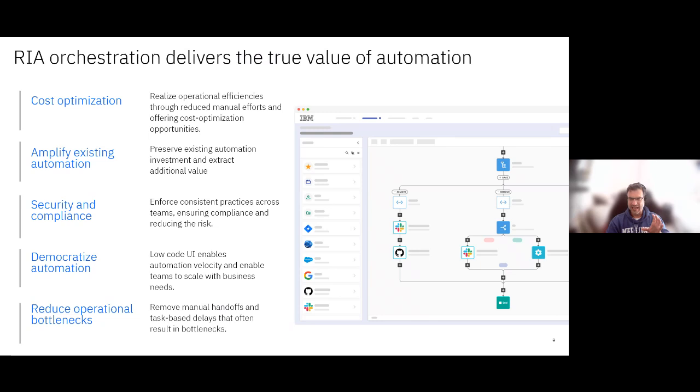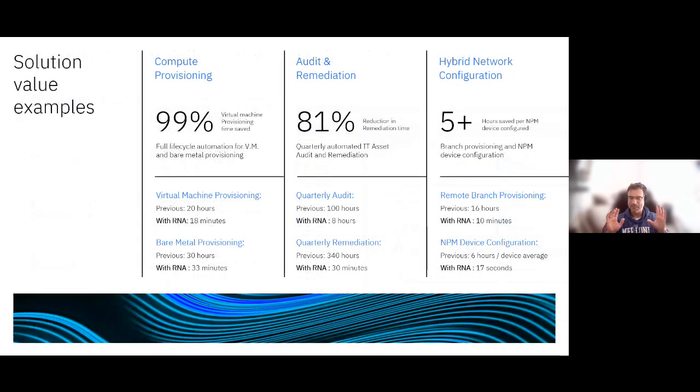So I'm sure that you guys are very excited to see how this looks in real life. But before that, let's go through some of the use cases, some of the examples of existing customers that are using this solution. So here you can see some of them in terms of compute provisioning, very, very important, audit or remediation of the actual problems of the platform, what we call closed loop automation, or hybrid cloud network configuration.